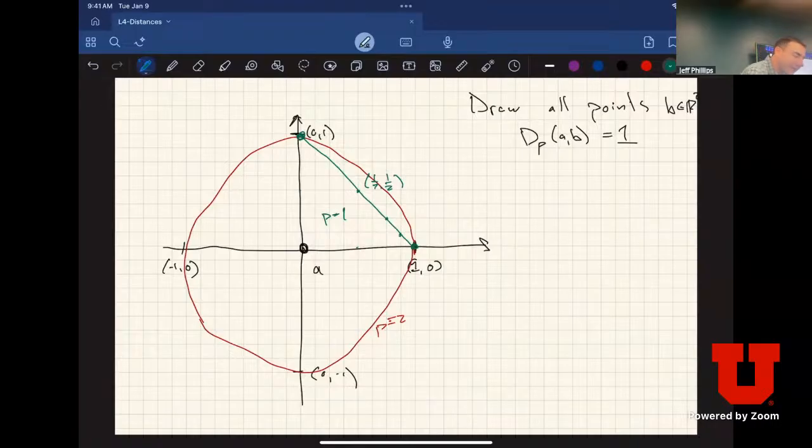Yeah, so it's going to be a diamond. It's also going to go through these points. It's going to be a diamond here. Higher dimensions, in 3 dimensions, what does this look like? It's not quite a cube here. It's a little bit weird.